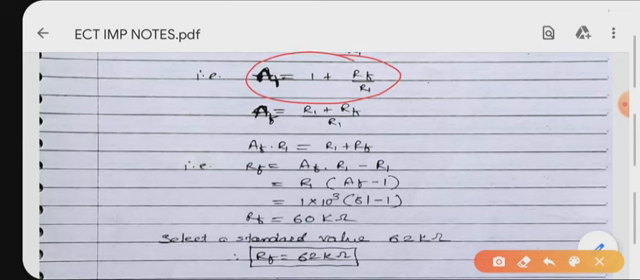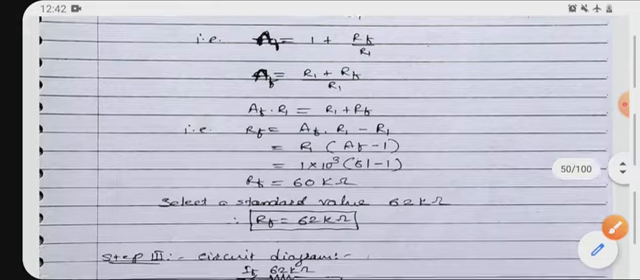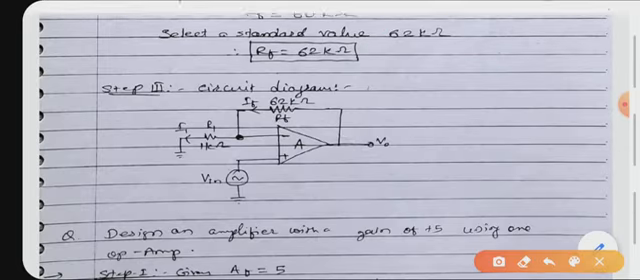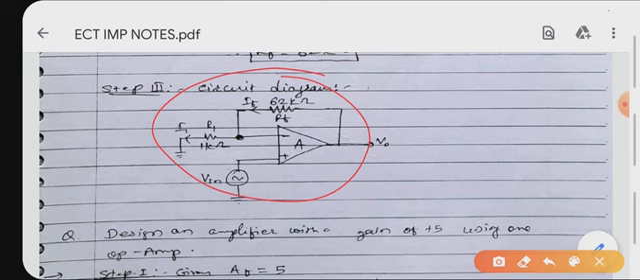R1 is given in the problem, so it is equal to 1 kilo ohm. So finally you will get the value of RF as 62 kilo ohm. Okay, don't forget to draw the circuit diagram at the last with the component values, as R1 is equal to 1 kilo ohm, RF is equal to 62 kilo ohm, etc.